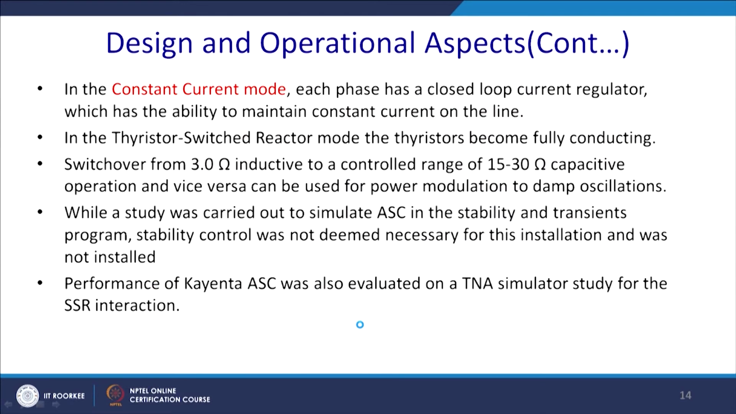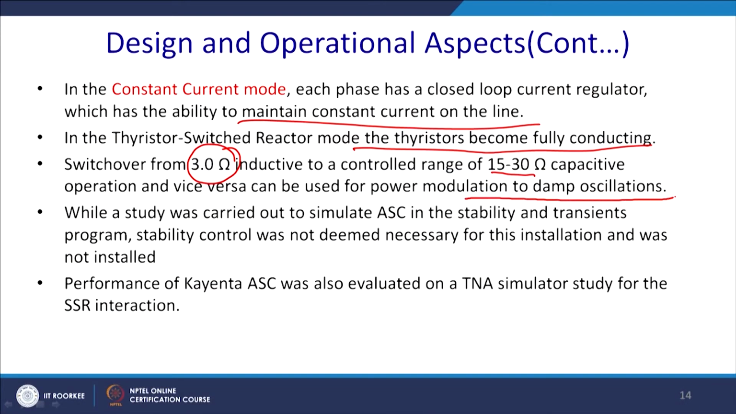9 ohm. In the case of the constant current mode, each phase has a closed loop current regulator which has the ability to maintain constant current in the line, but there might be an impedance mismatch, and due to that load imbalance can be there. In thyristor switch reactor mode, the thyristor becomes fully conducting, so that it is bypassing. The switchover from 3 ohm inductive to control range of 15 to 30 ohm capacitive operation and vice versa can be used for power modulation, damping and oscillation.